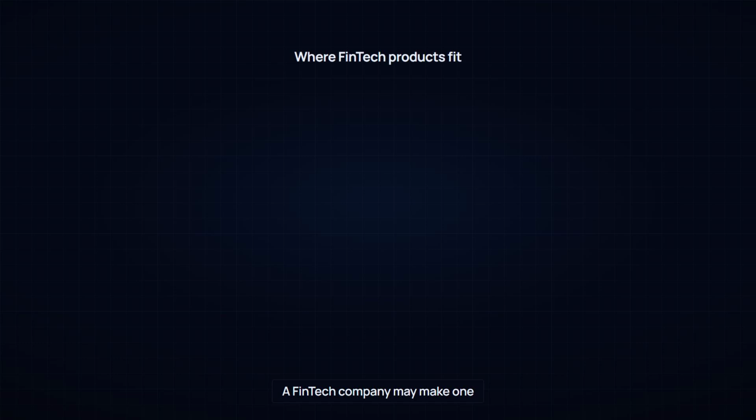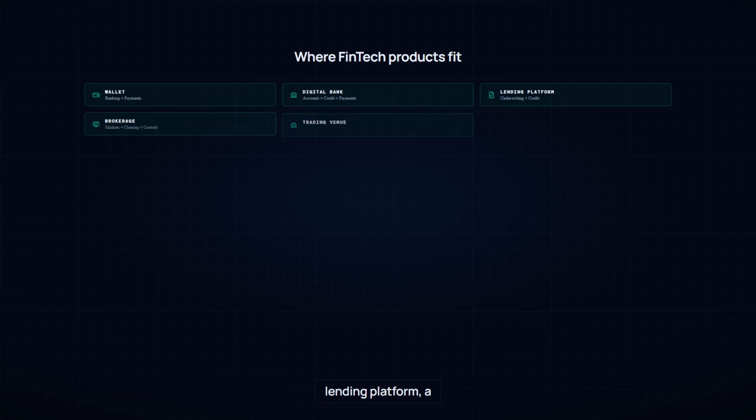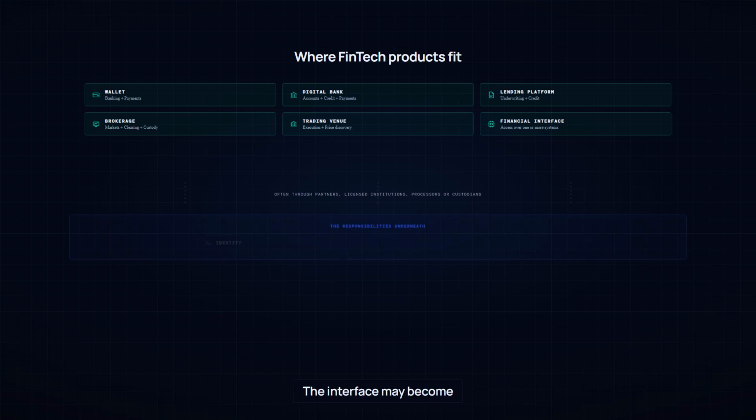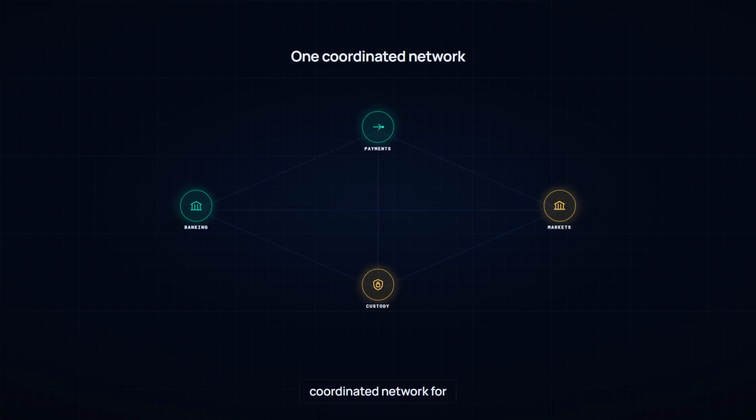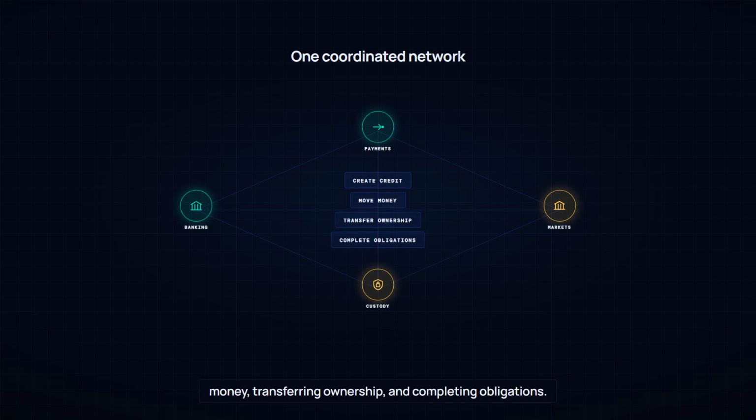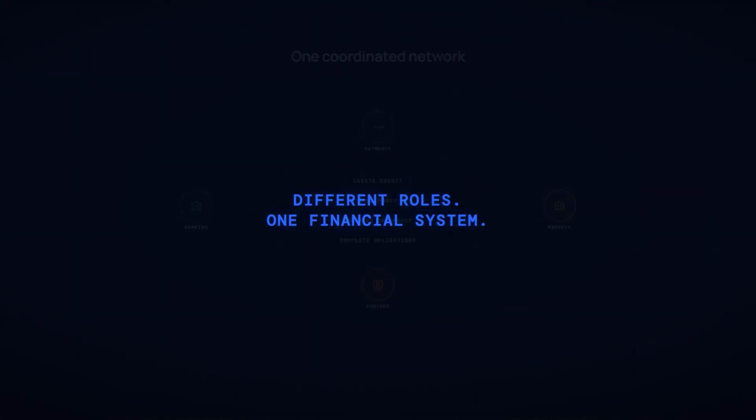A fintech company may make one layer easier: a wallet, a digital bank, a lending platform, a brokerage, a trading venue, or a financial interface. But it still connects to this larger system. The interface may become simpler. The underlying responsibilities do not disappear. And once you see the system this way, finance stops looking like several unrelated industries. It becomes one coordinated network for creating credit, moving money, transferring ownership, and completing obligations.